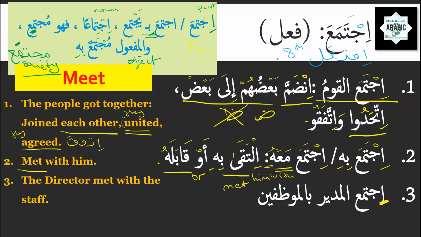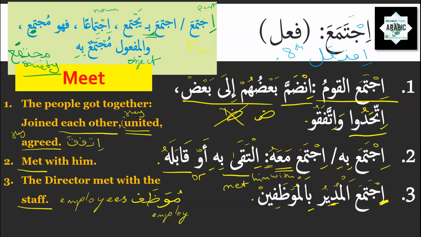The third example is اجتمع المدير, and the kasra is under the dal. اجتمع المدير بالموظفين, and here's another plural, which means staff or employees. And the singular form is موظف with the ظاء, not the ضاد, موظف, and that's one employee or one staff member.